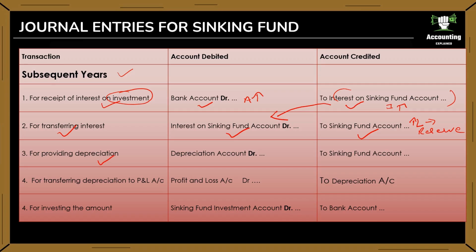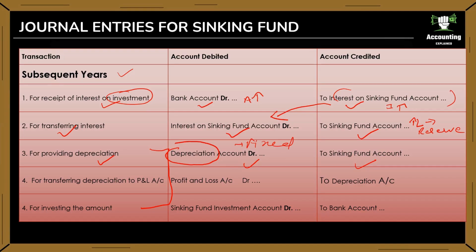Next, for providing depreciation, these three entries are similar to the first year entry which we have passed. So depreciation account debit to sinking fund account. This depreciation amount will remain the same throughout the life of the asset. That is what we saw in the beginning, right? Sinking fund method of depreciation uses the sinking fund table, and a fixed amount of depreciation will be charged every year. So this depreciation will be fixed. It is like the straight line method of depreciation.